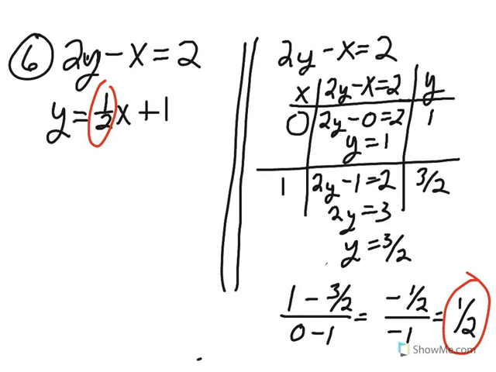Here's another way to solve this problem. We can find 2 points and calculate the slope of those 2 points. We see that the slopes are the same, therefore the lines are parallel. Please pause the video and copy this into your notes.